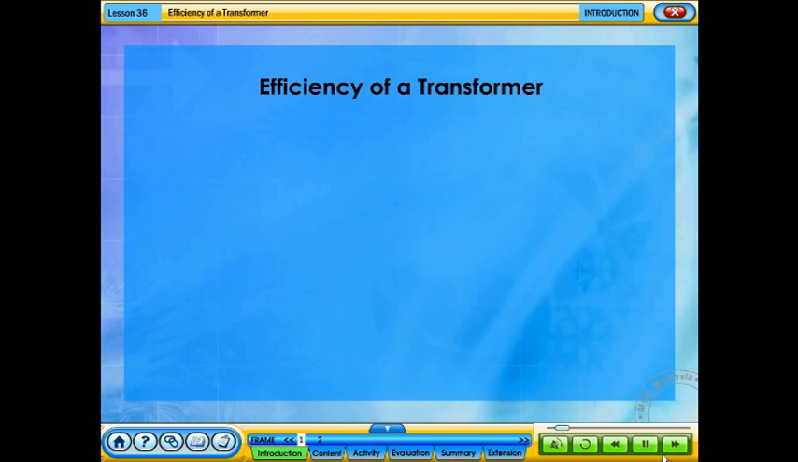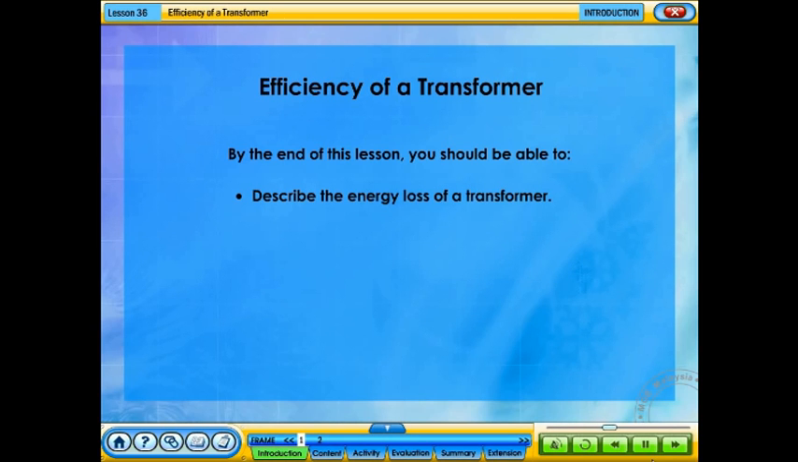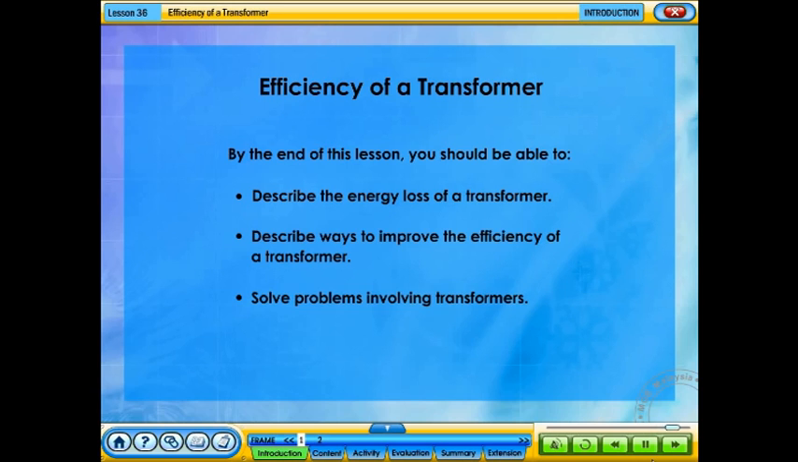Efficiency of a transformer. By the end of this lesson, you should be able to describe the energy loss of a transformer, describe ways to improve the efficiency of a transformer, and solve problems involving transformers.